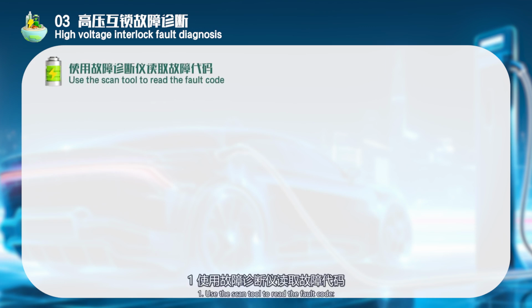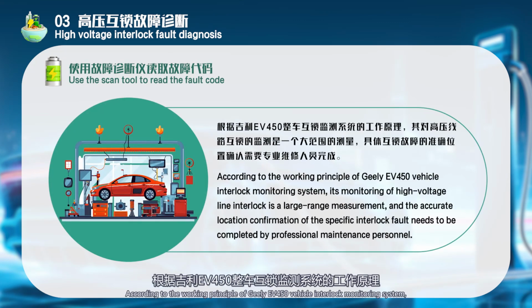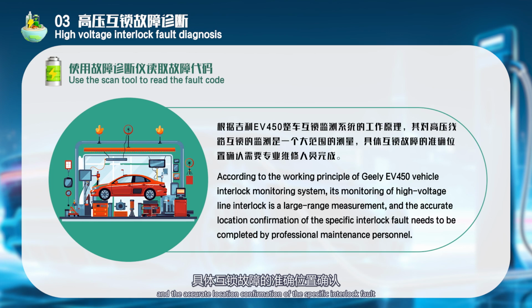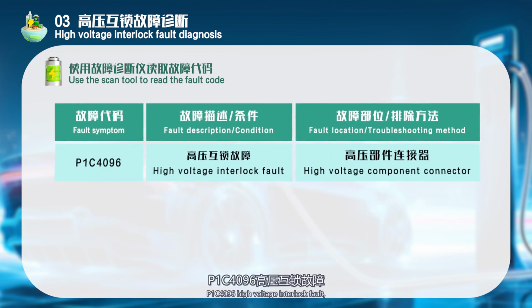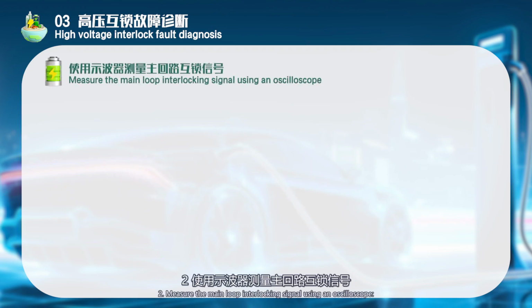1. Use the scan tool to read the fault code. According to the working principle of the Geely EV450 vehicle interlock monitoring system, its monitoring of the high voltage line interlock is a large range measurement, and accurate location confirmation of the specific interlock fault needs to be completed by professional maintenance personnel. The fault code is P1C096 for high voltage interlock fault, and P1C8E0 for high voltage interlock PWM output signal open circuit. 2. Measure the main loop interlocking signal using an oscilloscope.